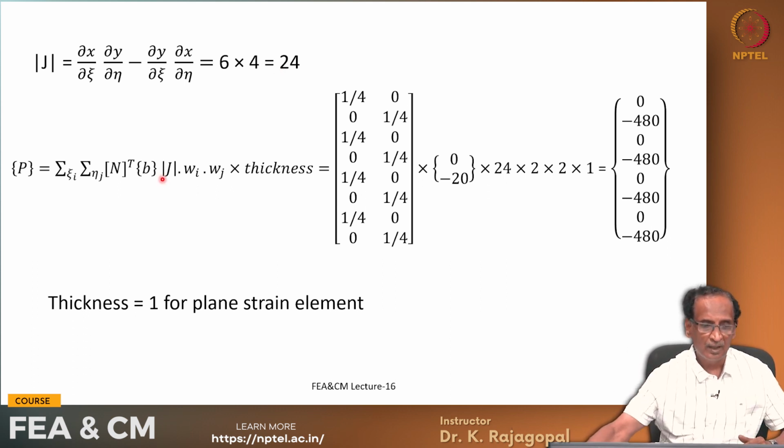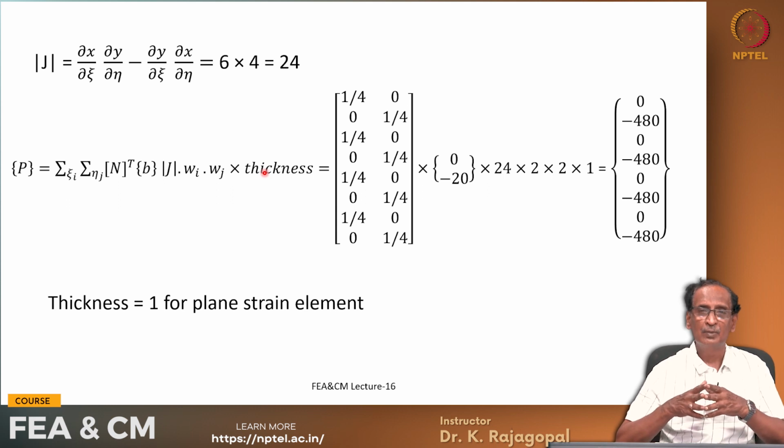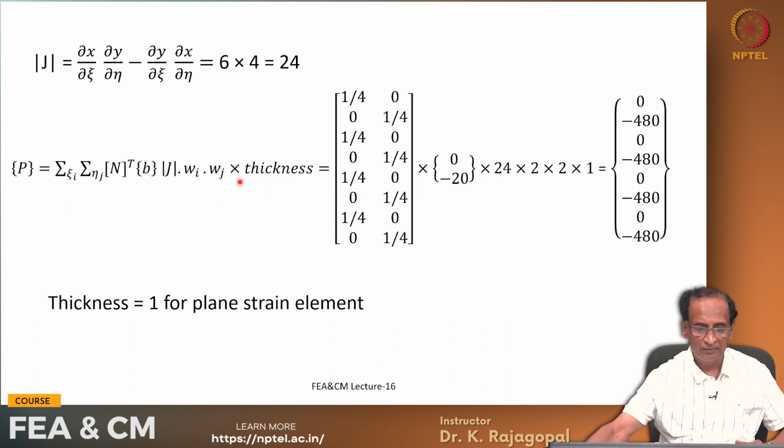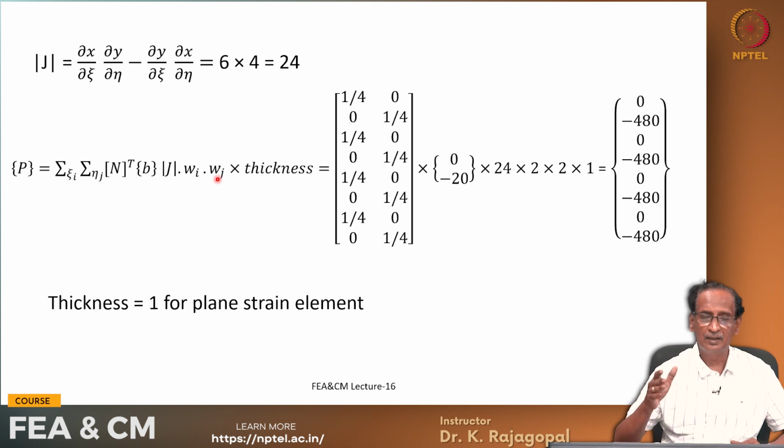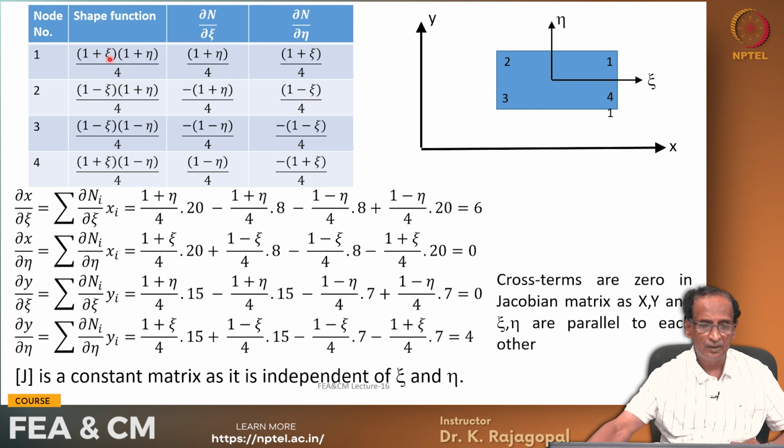Okay. And our force vector P is the summation over xi and eta, N transpose b times determinant of the Jacobian matrix, then W_i W_j times thickness. And for this case, because we have a first order polynomial, we can just use one point integration, and at one point integration xi and eta are 0. So if you substitute xi and eta of 0, we get 1/4 for all the shape functions.